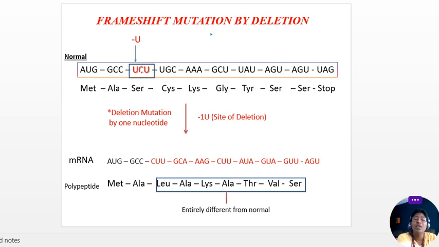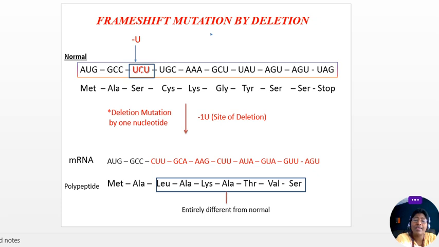And another example, frame shift mutation by deletion. Here you can see the first one is the normal messenger RNA, having the codon sequence AUG, GCC, UCC, like that, and their respective amino acid sequence is given below. During deletion in the third codon, in the normal messenger RNA we have CUC as the third codon. Here the first base U is deleted.